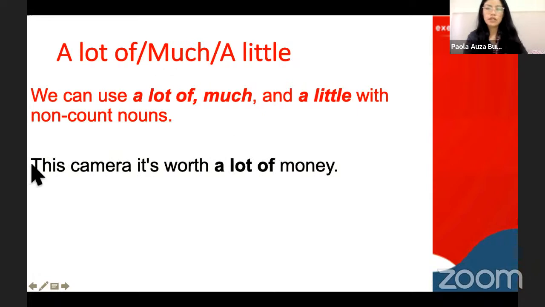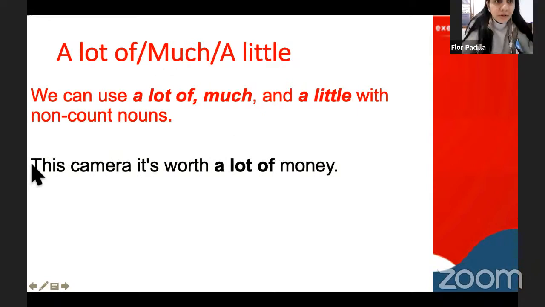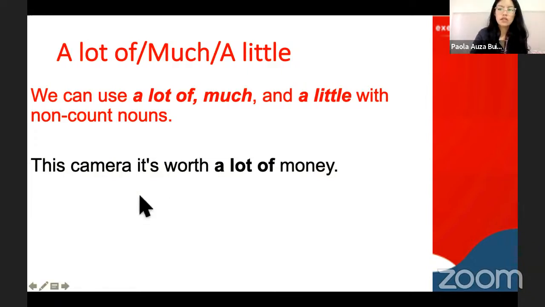All right, could you read this sentence, please? This camera is worth a lot of money. Yes. So like I mentioned before, no, money is not countable. I can mention like the amount of money, no, $50, 30 bolivianos, 2 pesos, no, but money as itself is not countable. All right, so a lot of, again, I can use with both, countable and uncountable.